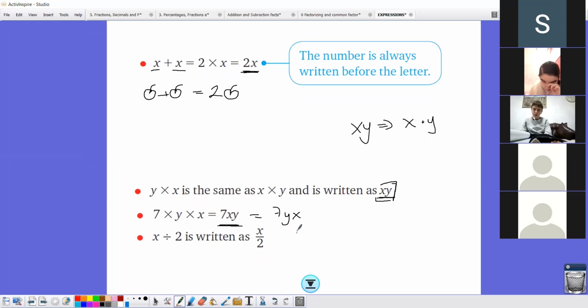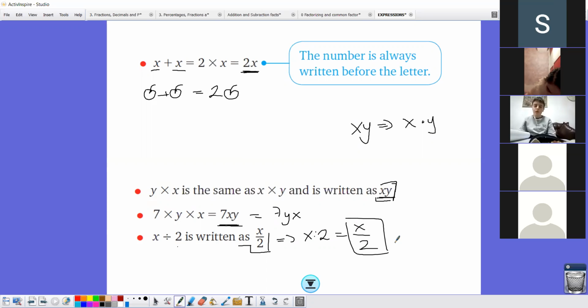Yes, but teacher, X and Y are all unknown numbers, right? Yes, they are unknown numbers. Did you understand? So if we have multiplication between them, we are not writing the sign, okay? We are writing 7YX. If you have division, x divided by 2, you will write it as a fraction in expressions. It's better to write it as a fraction than as x divided by 2, okay? It's better to write x over 2 in expressions, okay?